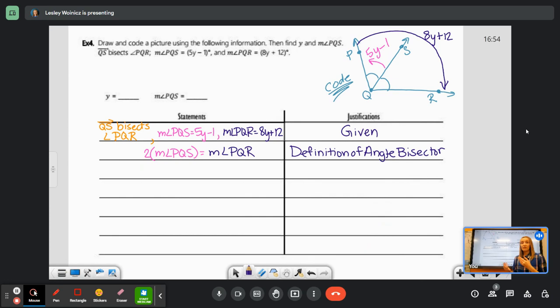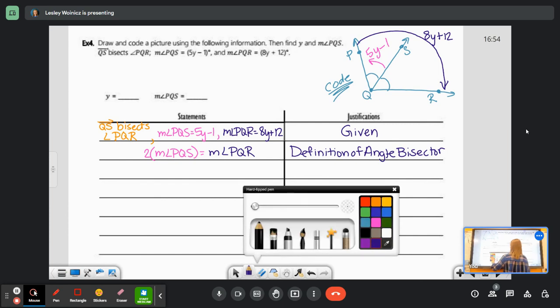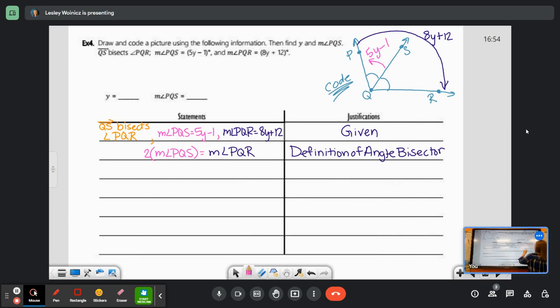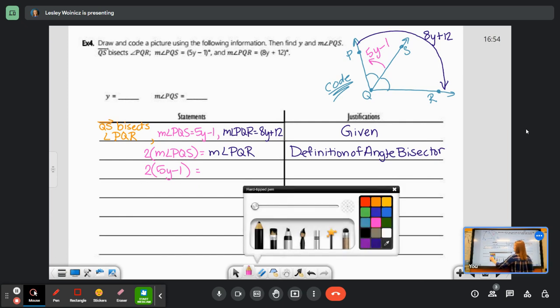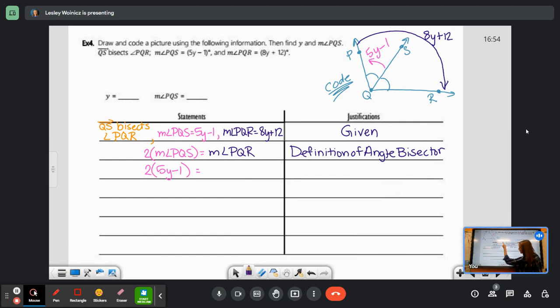Okay, now that I've got my equation set up, all I have to do is plug in my algebraic expressions using the substitution property and then go to town on the algebra. So it'll be 2 times 5y minus 1 equals 8y plus 12. And that was the substitution property.